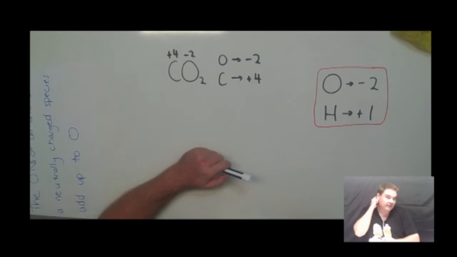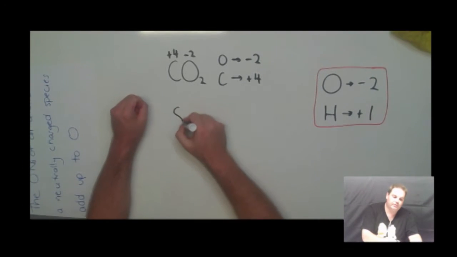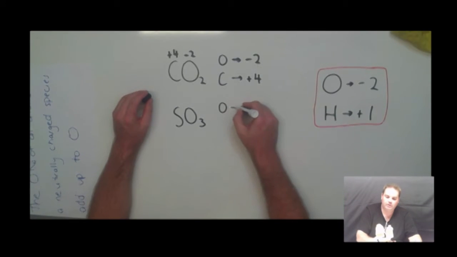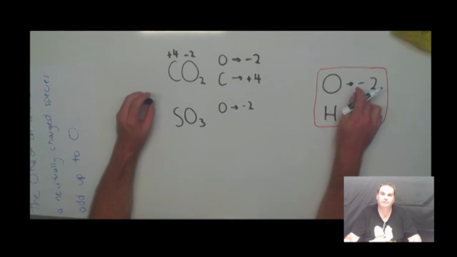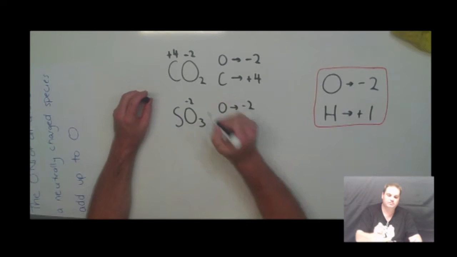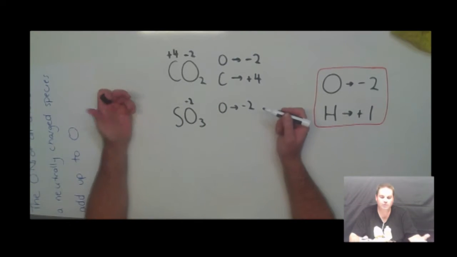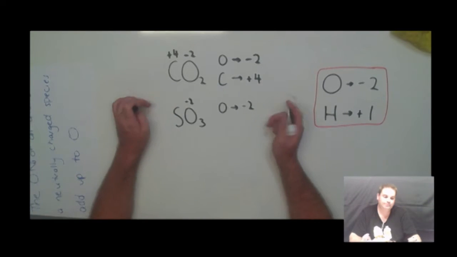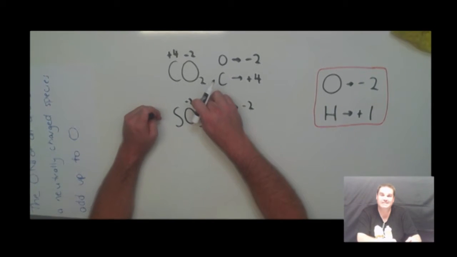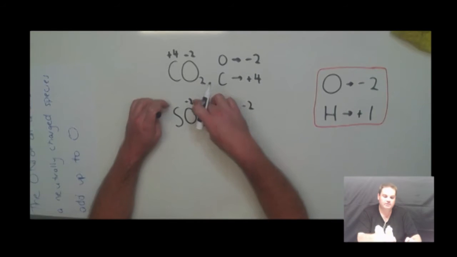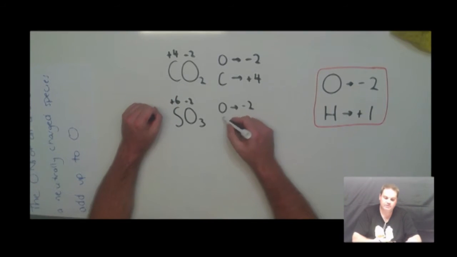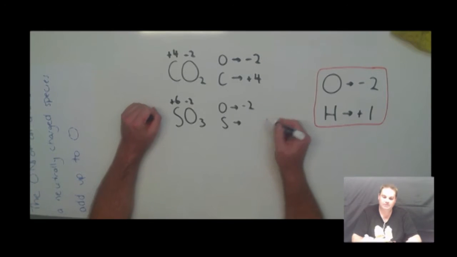So let's have a look at another one. Alright, let's look at sulfur trioxide, SO3. Well again, we know oxygen is -2 in one of our rules. So we put that above the oxygen, -2. The sulfur must have an oxidation number so that the whole thing equals 0. So we've got 3 lots of -2 is -6. Alright, so to cancel out -6, we need plus 6. So the sulfur here has an oxidation number of plus 6.